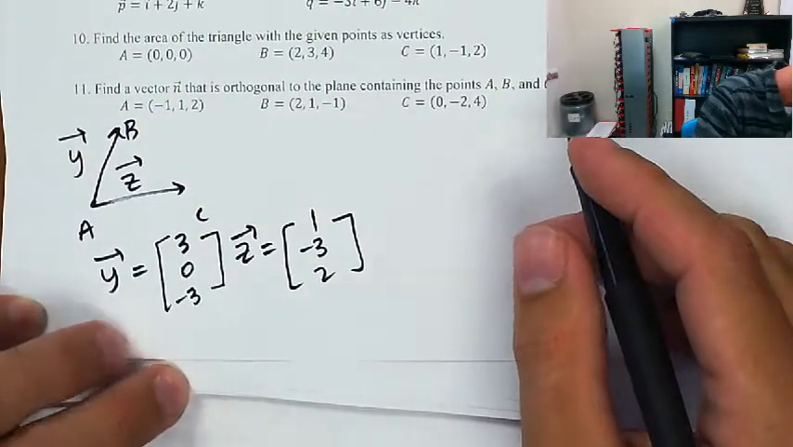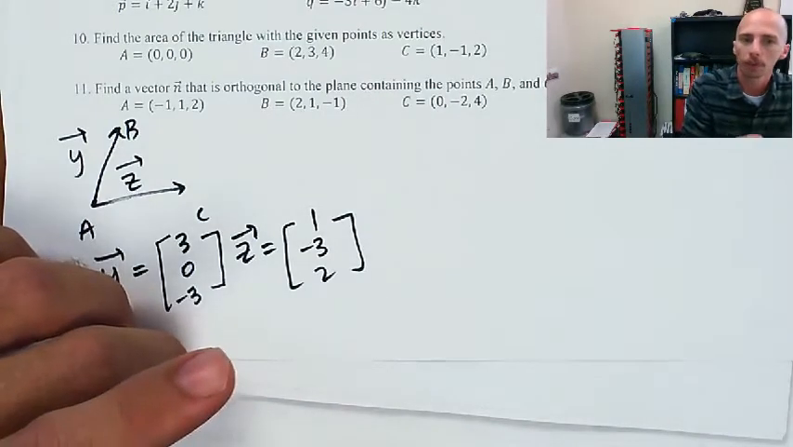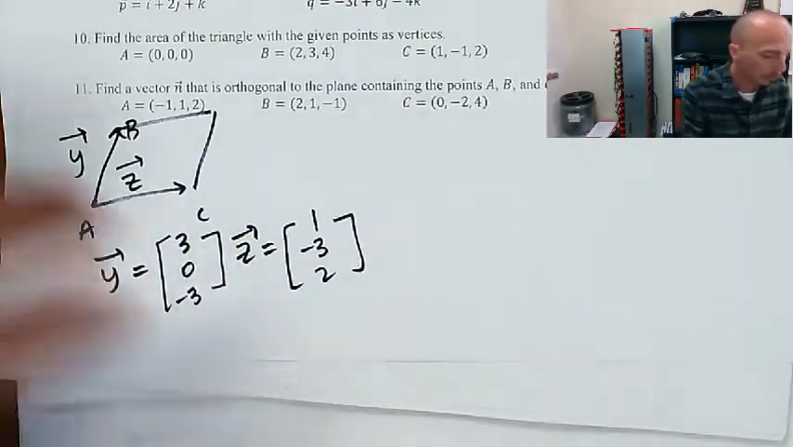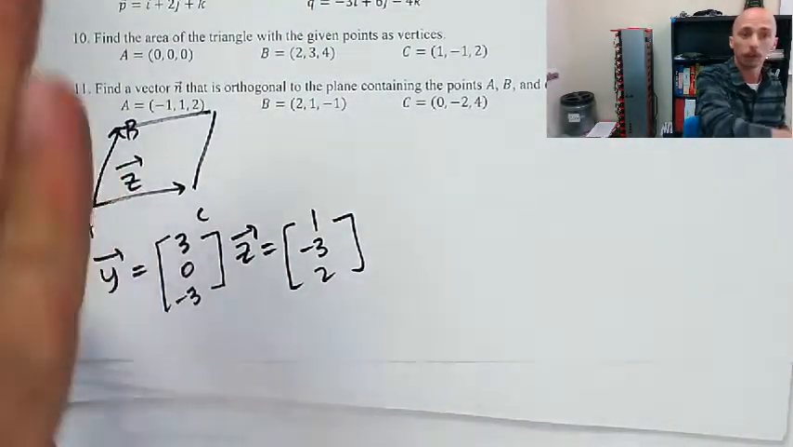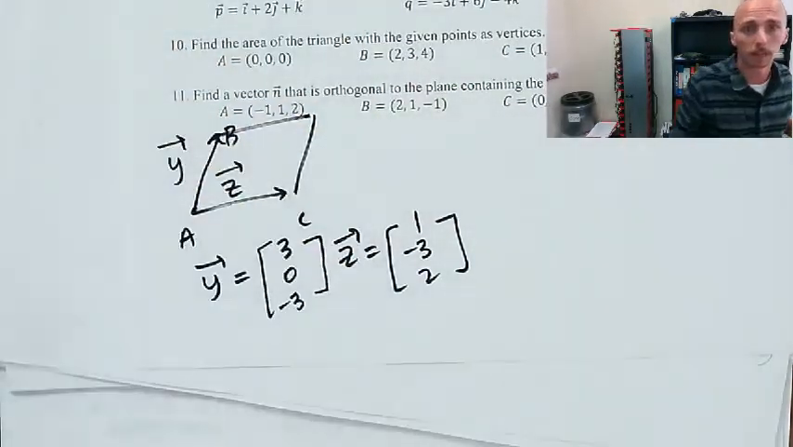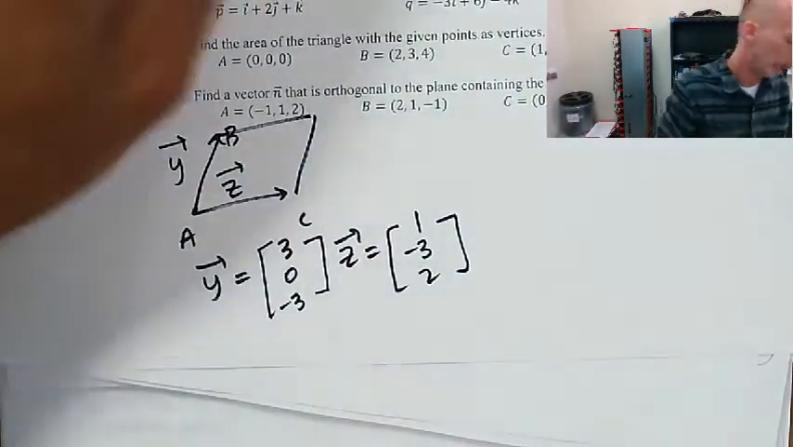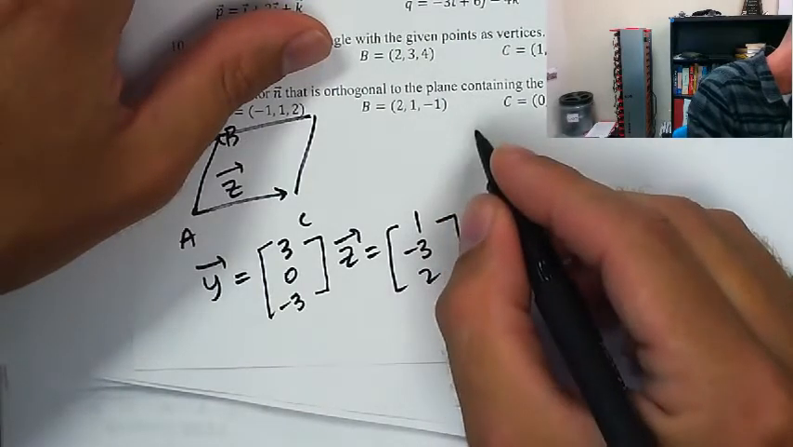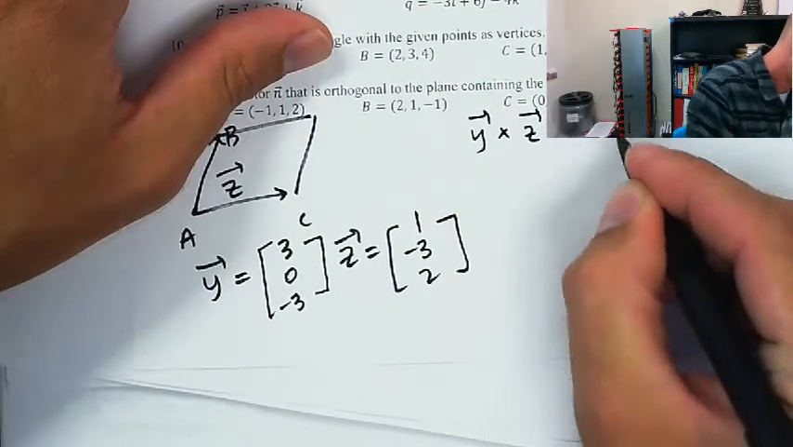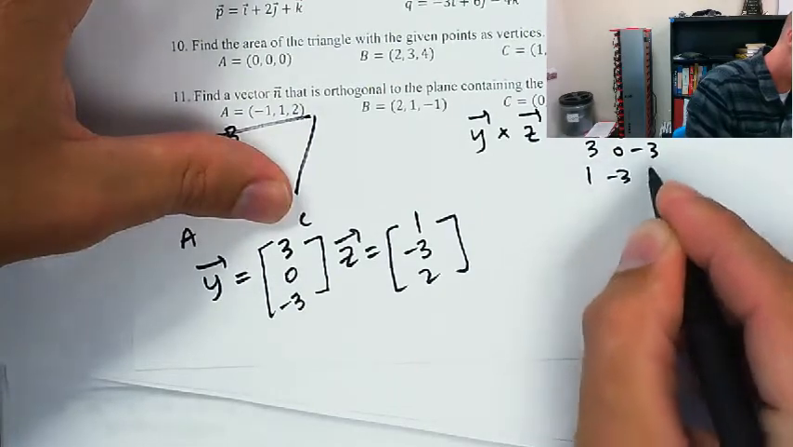Come too far now. Okay, Y crossed with Z is going to give me a vector that's orthogonal to both Y and Z, right? So if this is the plane here, if I cross Y and Z, say I do Y crossed with Z, with the right-hand rule, it's going to go down into the page. If I do Z crossed with Y, it'll come up out of the page. Regardless, it will be orthogonal to this plane that lives in my page. Okay, so let's just say Y crossed with Z is equal to I, J, K, 3, 0, negative 3, and 1, negative 3, 2.